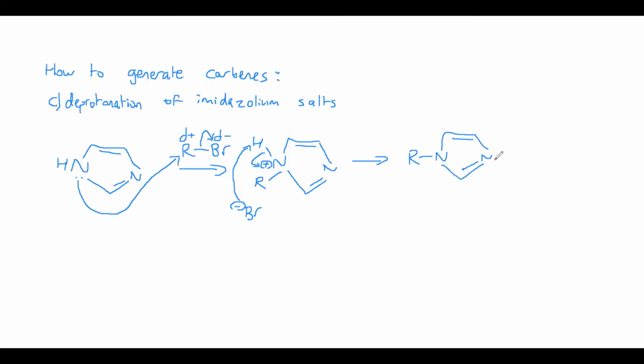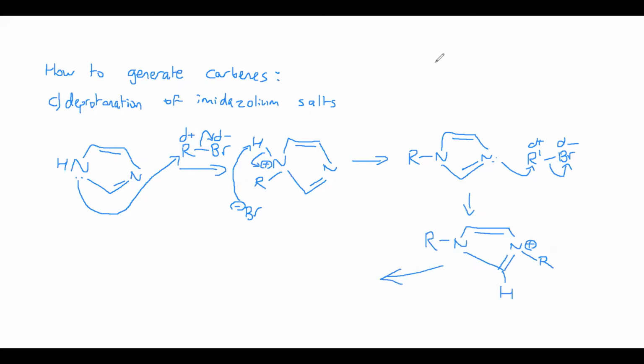Now, this could occur on the other side also, where we get our lone pair from our other nitrogen attack the delta positive R group, giving our electrons to our bromine again. So this is our imidazolium salt that we formed. This will exist with a Br minus that we formed next to it as a salt. Now, this proton existing on the imidazolium ring can be deprotonated with a base.